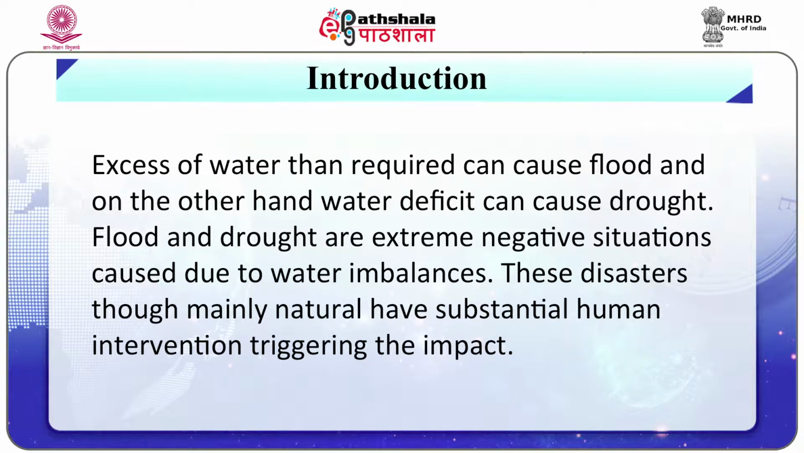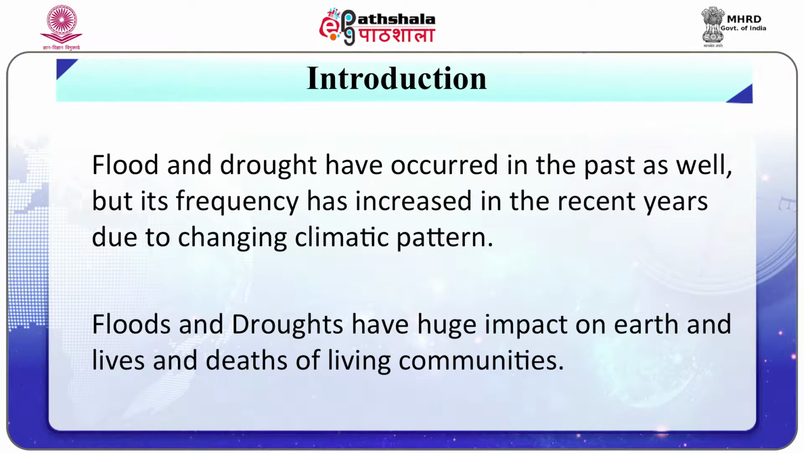Flood and drought are extreme negative situations caused due to water imbalances. These disasters, though mainly natural, have substantial human intervention triggering the impact. Flood and drought have occurred in the past as well, but their frequency has increased in recent years due to changing climatic patterns. Floods and droughts have huge impact on earth and on lives and deaths of living communities.